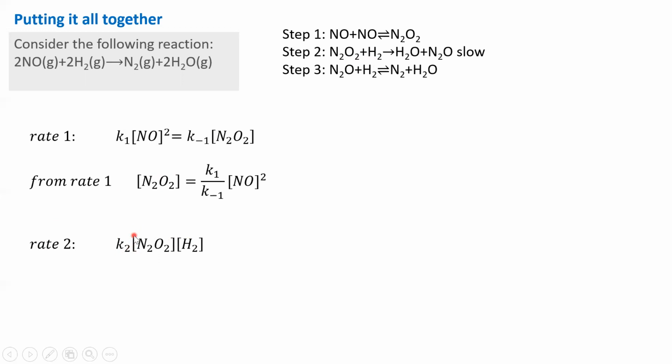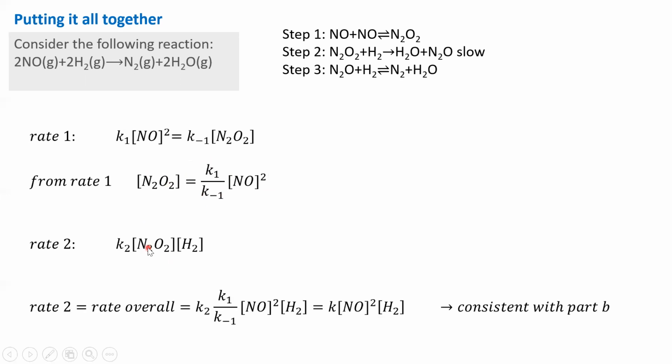So what we'll do then is instead of writing this, we're going to substitute in all of this. They're equal to each other. We can do that. So we're going to take all of this and we're going to substitute it in here. And that's going to give us our overall rate law.